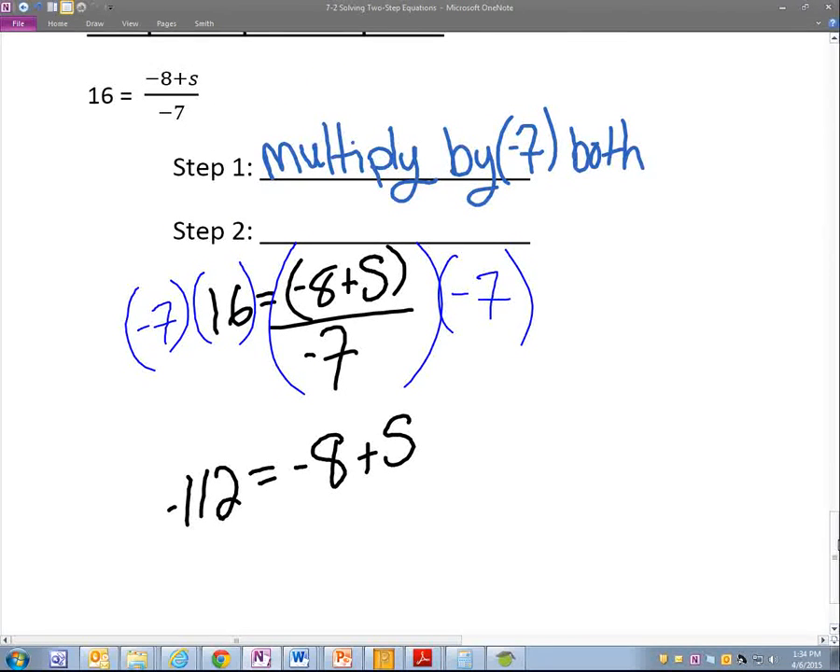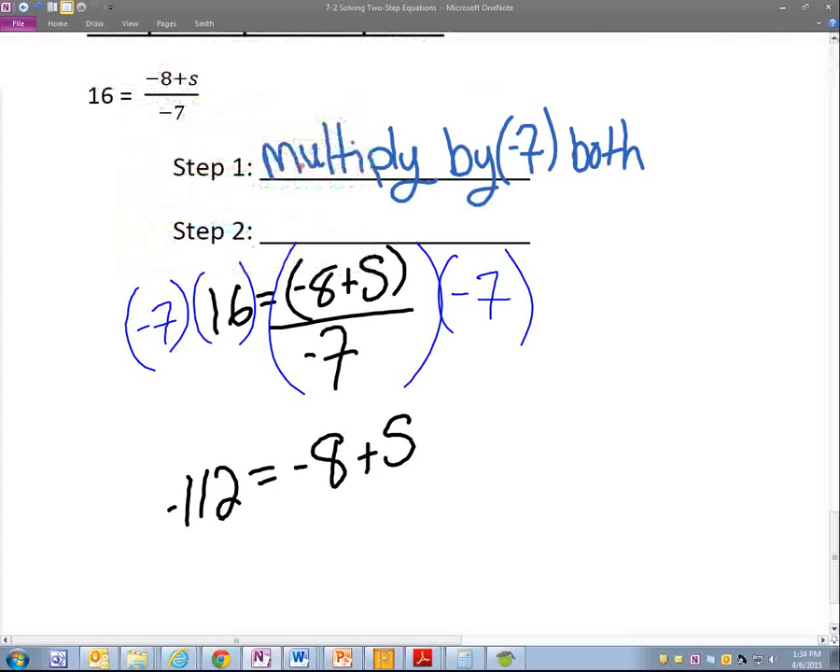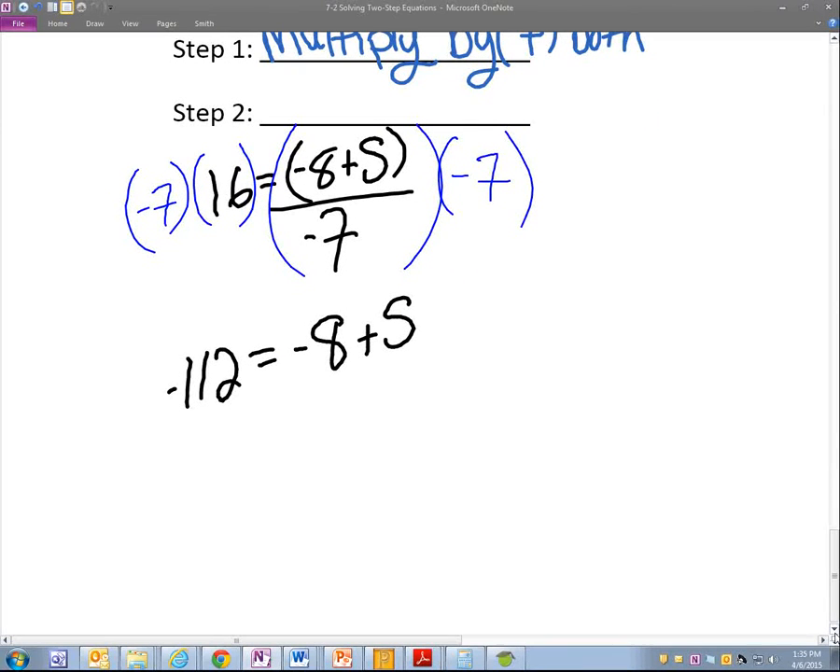So my second step is going to be what? I'm at negative 12, or the opposite of 112. Division would be a situation where you would have a multiplication left. But we're here, yes. Subtract negative 8. Subtract negative 8. This is what she's thinking. Okay, subtract negative 8. Let's move this down.